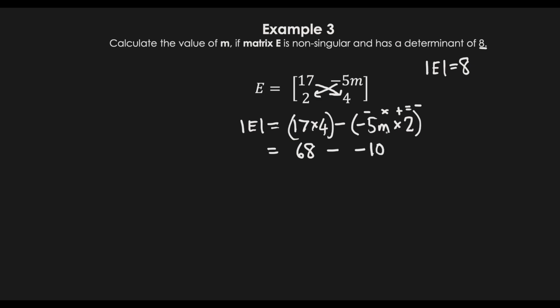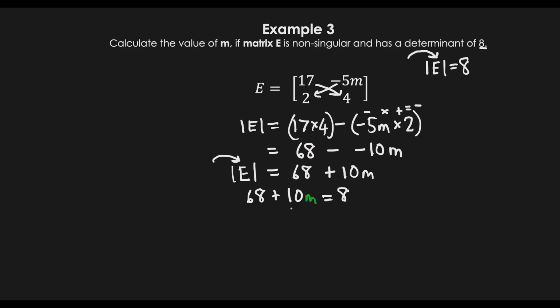10. So we have negative 5m times 2, which gives us negative 10m. So we can simplify this and say 68, and this minus and minus turns to plus. So you have 68 plus 10m. So that's an expression for the determinant. Now remember, we said that the determinant here is 68 plus 10m, but it's also equal to 8. Therefore, we can say that 68 plus 10m is equal to 8.